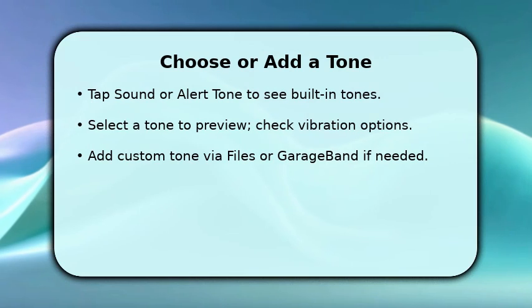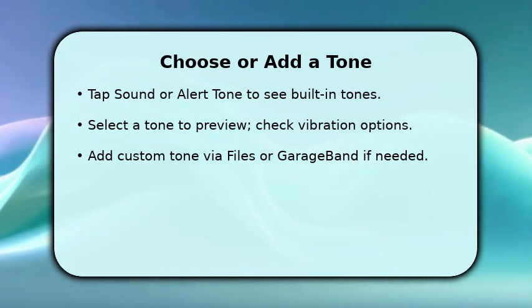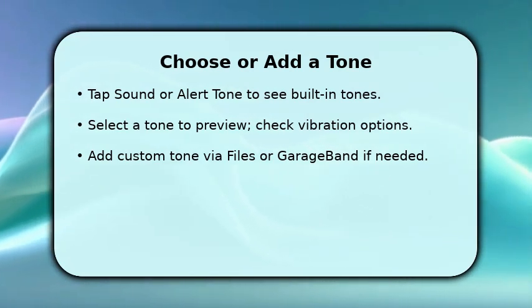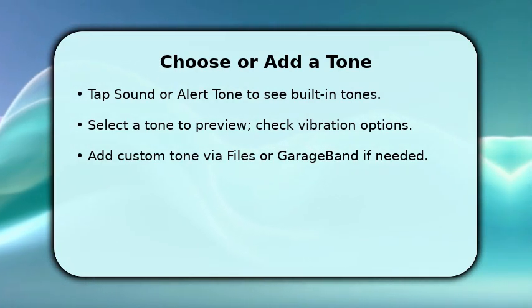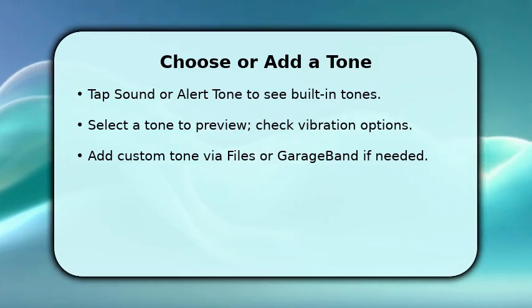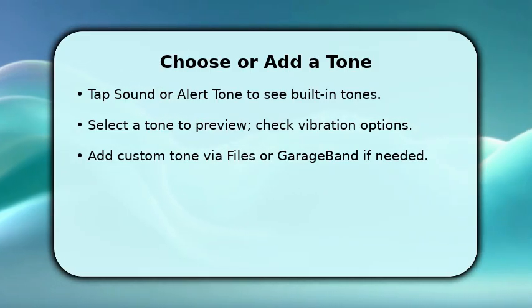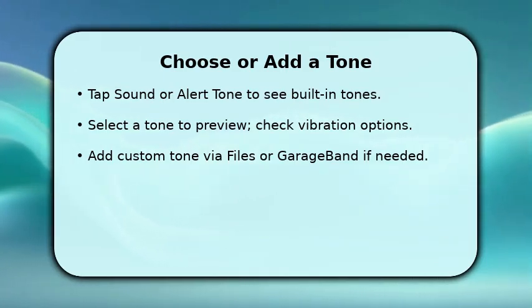Now choose the actual tone. Tap Sound or Alert Tone to open the list of available tones and play previews so you hear how each will behave. If the tone you want isn't listed, add a custom one. Either import an M4R through Files or create and export a ringtone using GarageBand, then copy it to your device.